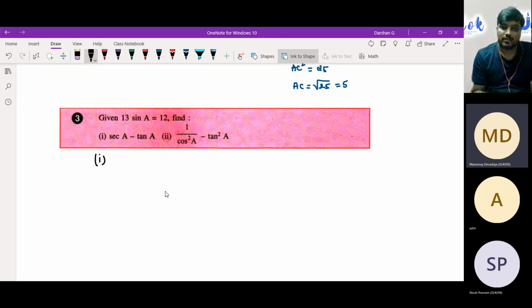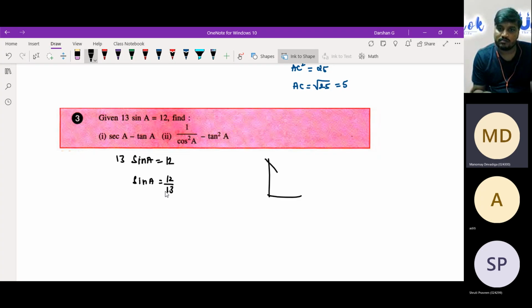Okay, let me do this because you're seeing this for the first time. So 13 sine A equals 12, so sine A equals 12 by 13. Draw the triangle and draw the angle as well. Opposite is 12, hypotenuse is 13. So what will the adjacent be? 169 minus 144 is 25, so this would be 5. If I'm going wrong, you can stop me anytime.